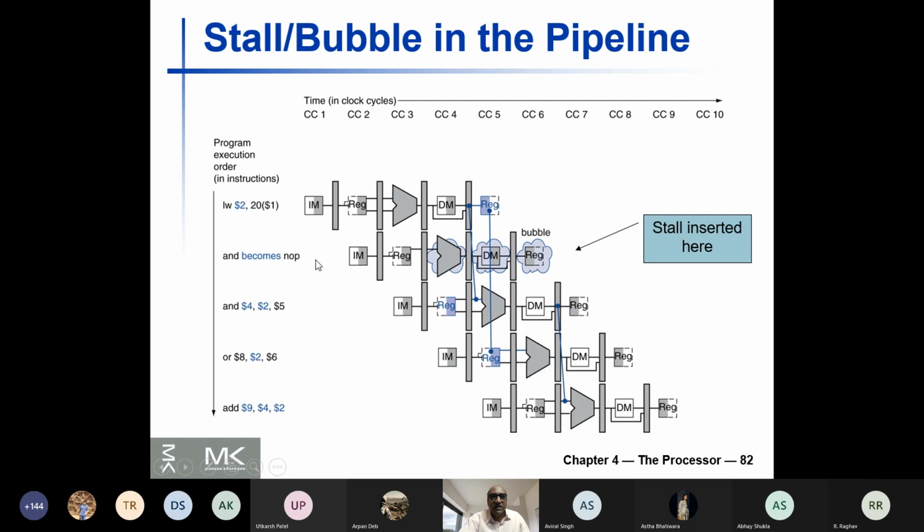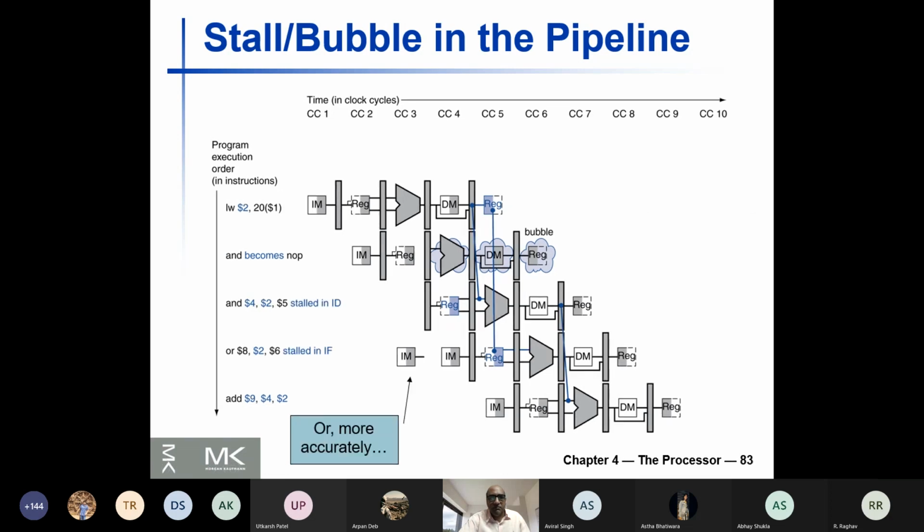At this time you can see that there is a stall here. So the same instruction starts again from here, and a delay of one cycle is introduced. This way you can stall the pipeline, or you can say introduce a bubble, which is nothing but a no operation in certain stages. So this way you can handle this.